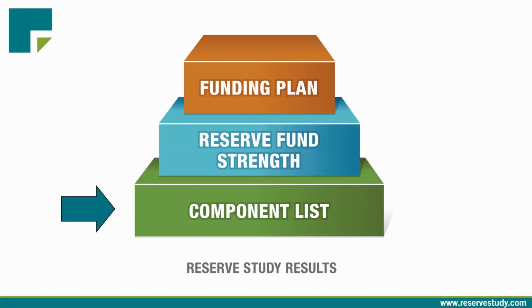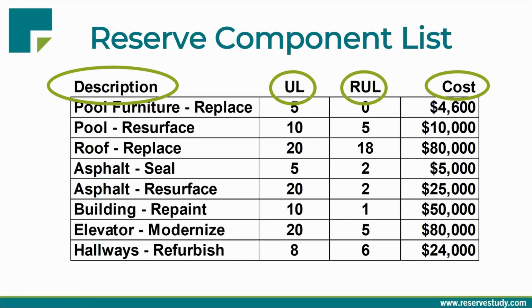So let's start with the foundation of a reserve study, which is the component list. That's where you're going to find out what are we reserving for. And this is a typical component list. I've simplified it here, but you're going to see the 4 elements: description of the project, the useful life, which is UL, the remaining useful life. You may also hear it described as remaining life, RL, and the current cost. What's the cost today to get these things done?